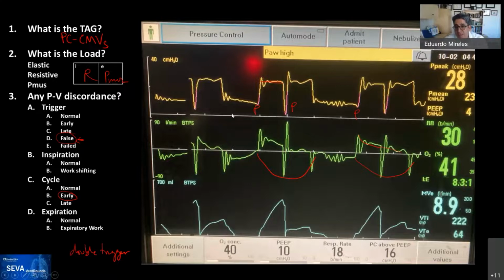But this may be a perfect patient for NAVA. Very high resistance, issues with cycling and triggering. And this is the right ventilator to put them on NAVA. So that's what I would recommend. Okay, thanks. No problem, Russell.